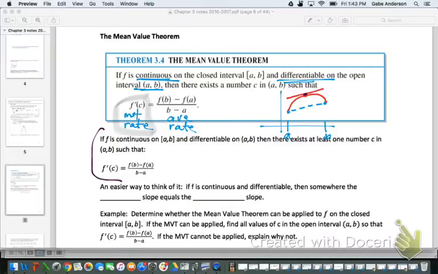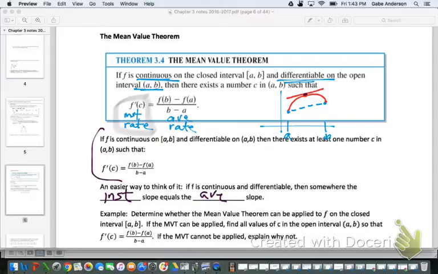Here's a different way to think about it. If f is continuous and differentiable, then somewhere the blank slope equals the blank slope. What goes in the blanks? Yep, instantaneous slope. I'll just put INST for instantaneous, equals the average slope. That's just a restating of the mean value theorem. So again, just a reminder, the mean value theorem guarantees the existence of the answer, and then maybe it's up to us to actually find the answer. Maybe we do, maybe we don't, depending on the question.